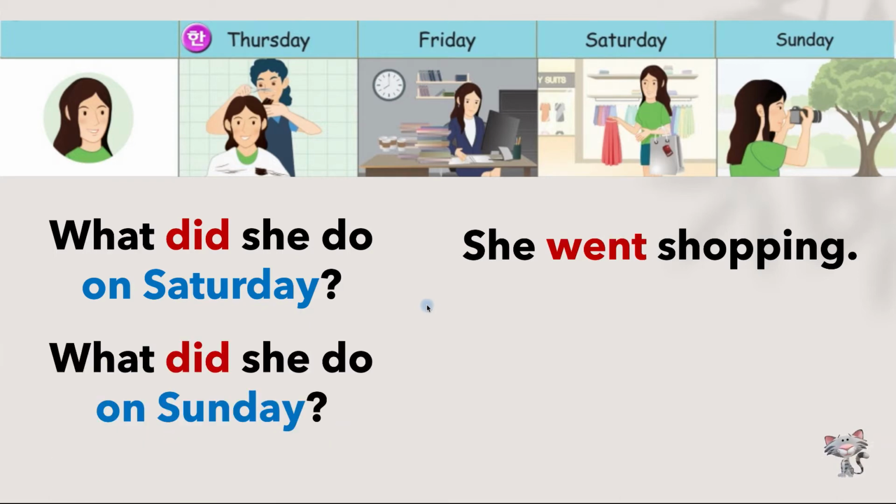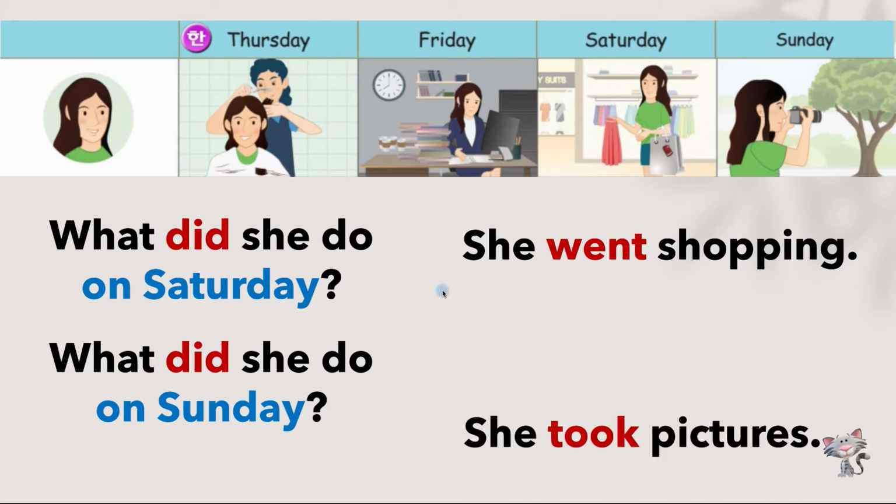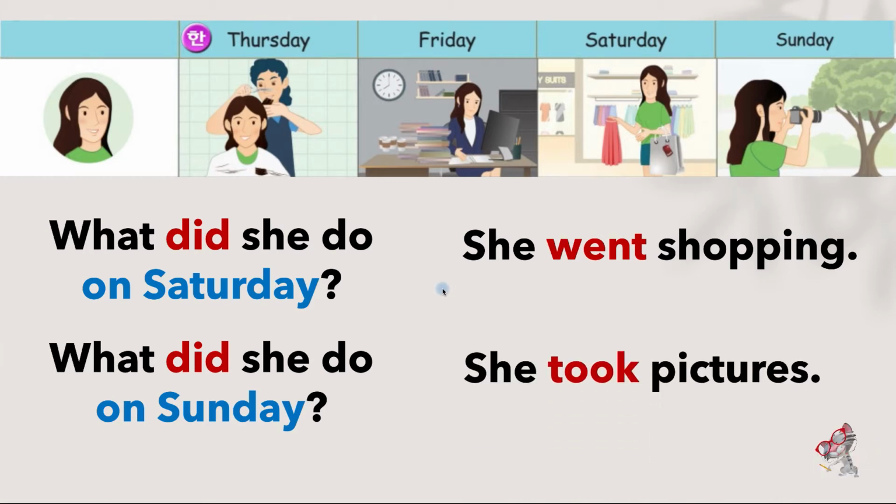Alright, what did she do on Sunday? She took photo of a tree. Yes, she took photo of a tree. She took pictures. But yes, you could say she took photos. That is true. We say we took photos, we took pictures. We use both forms.